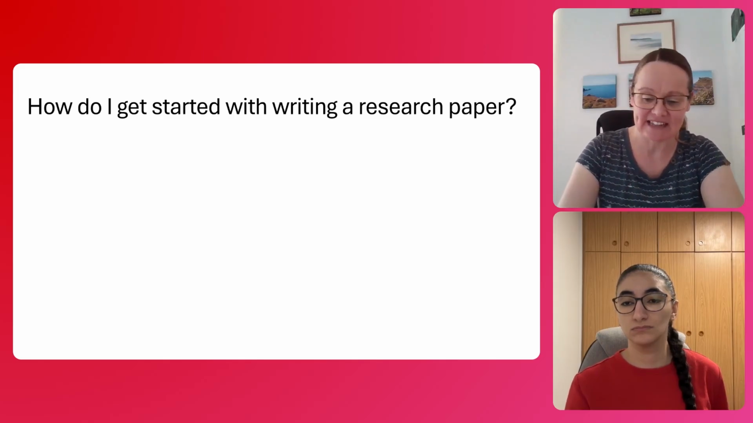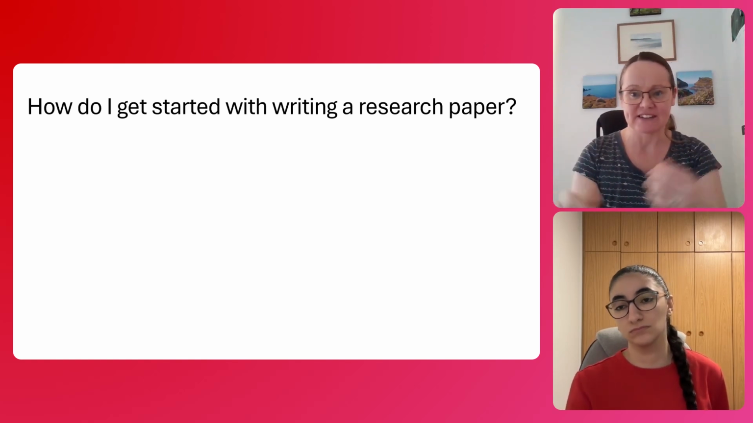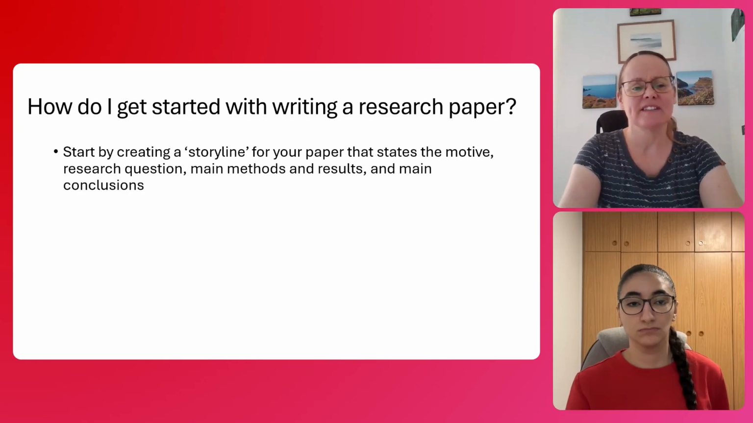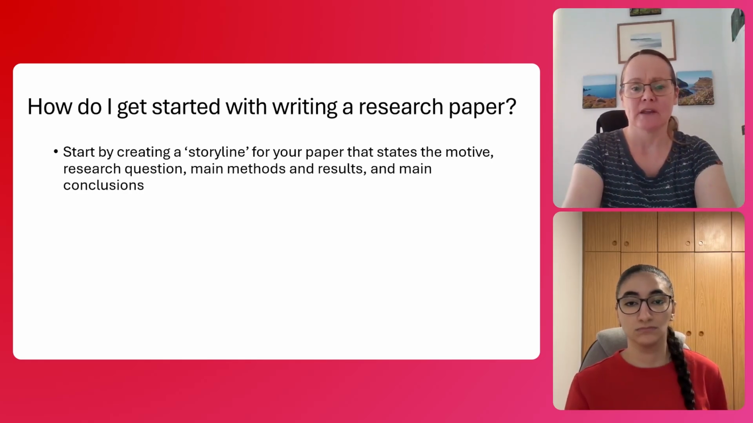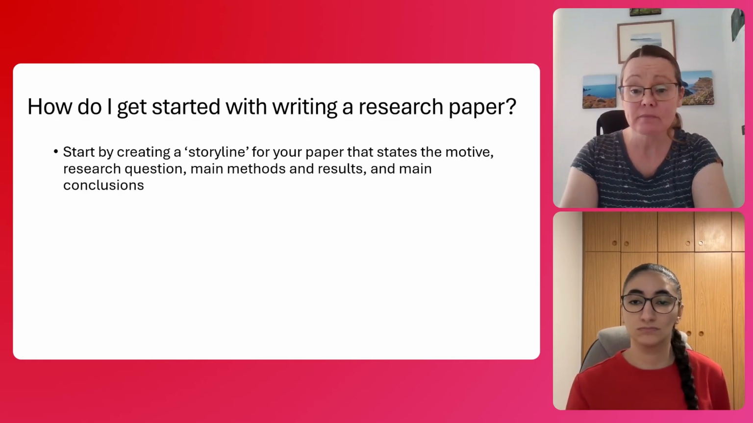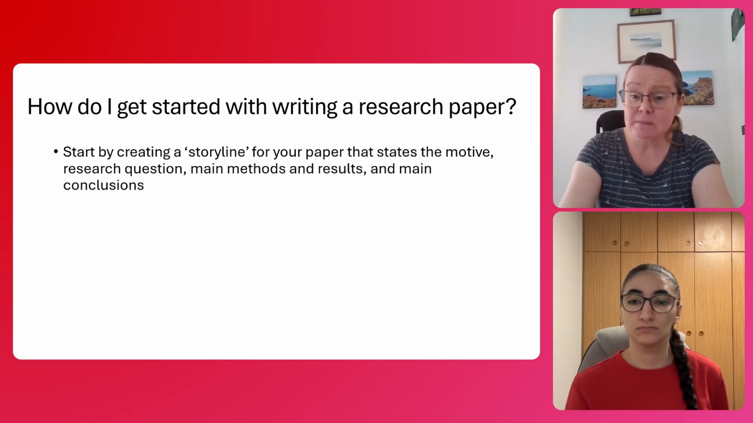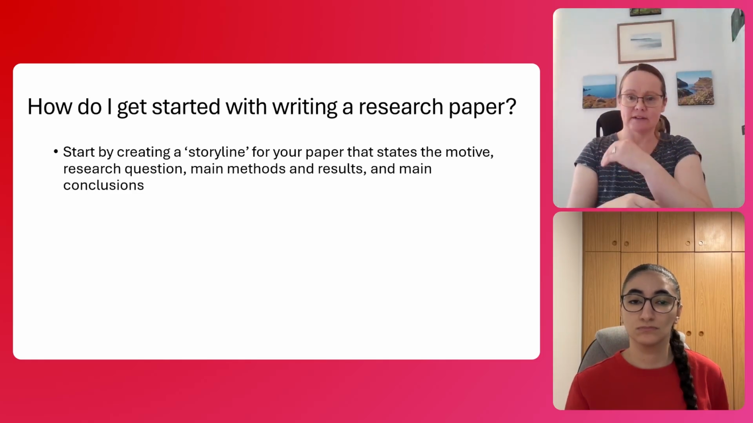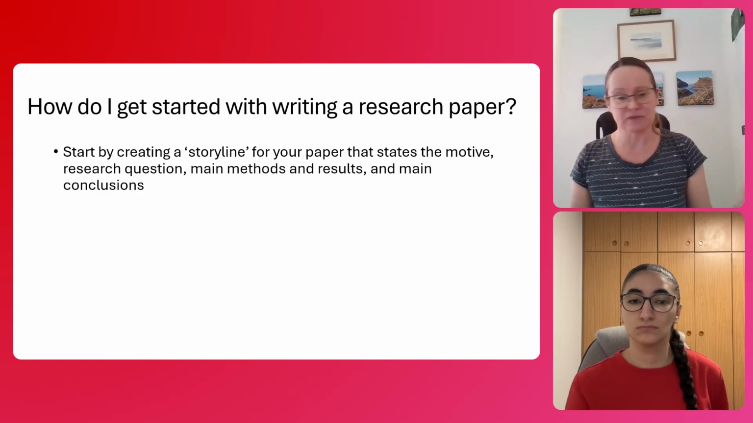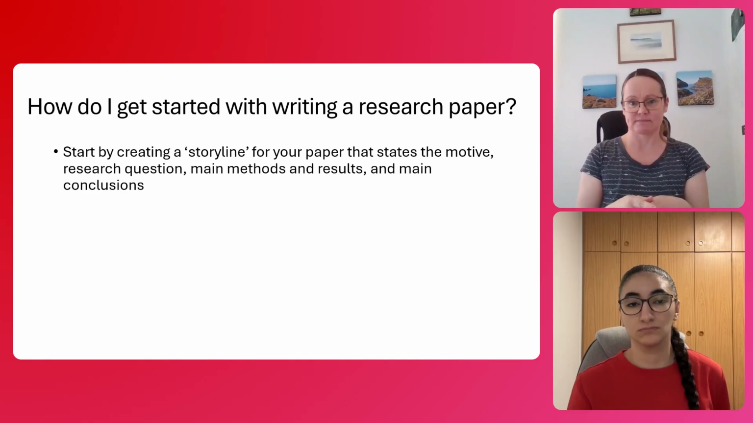So how do you get started? How do you break that feeling of being really overwhelmed and that writer's block? You should start by creating what I call a storyline for your paper. And this is where you jot down the key points, your key take-home messages, and they are your motive, so the rationale, why is this study important, the research question, what exactly am I looking at, the main methods and results, so not an exhaustive list of everything you did and everything you found, the main approaches, the main findings, and your main conclusions. Okay?